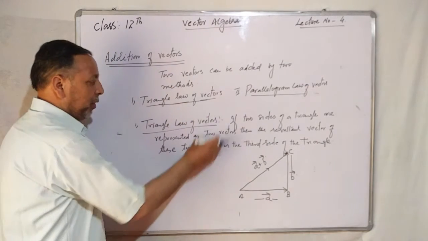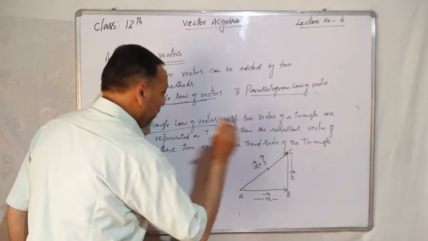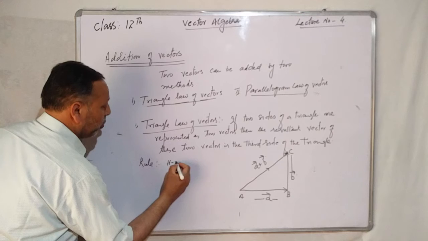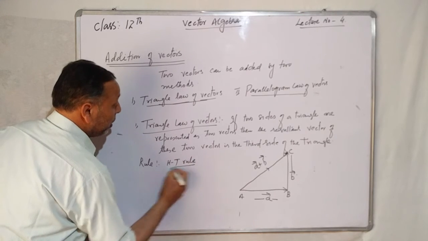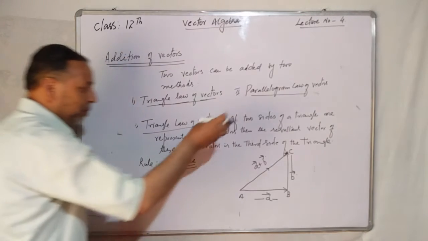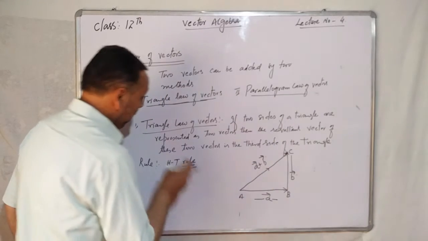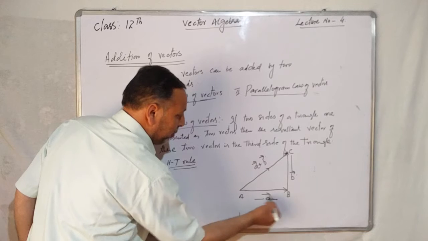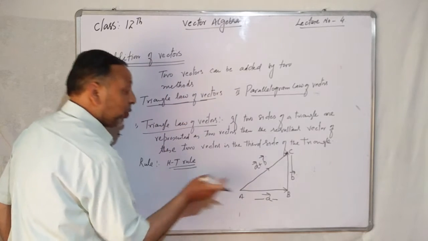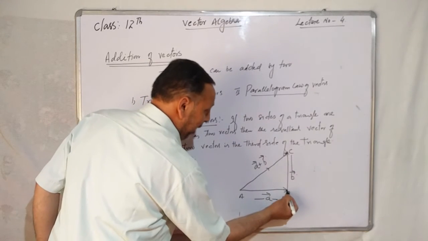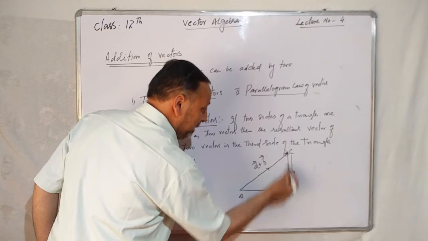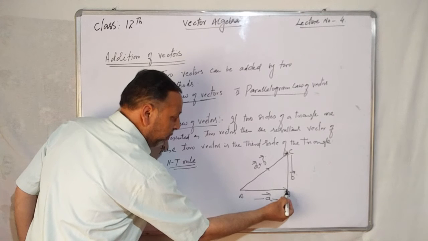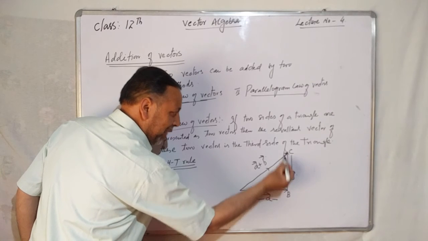When you apply the triangle law of vectors, you must remember one rule. Note this rule. We call it the HT rule. What is this HT rule? When you apply the triangle law of vectors, the head of one vector, here B is the head of vector AB, should coincide with the tail of another vector, and this B is the tail of vector BC. Then we apply the triangle law. It is called the HT rule: the head of one vector should coincide with the tail of another vector.